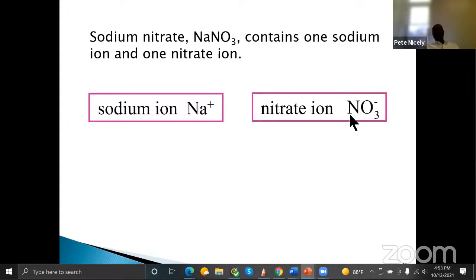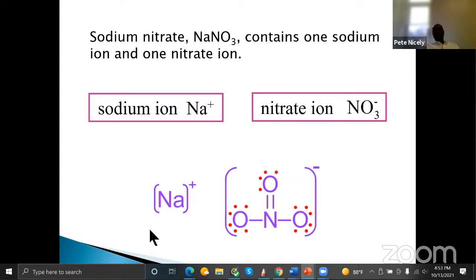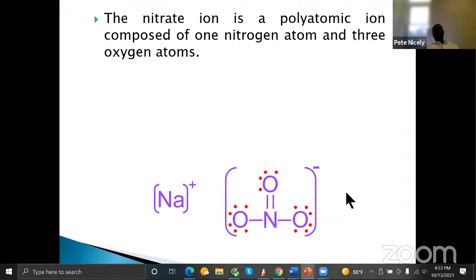Now, this would be a more complex structure, and therefore this would be the Lewis structure we just derived earlier. This would be the Lewis structure for the nitrate ion, and this would be the Lewis structure for the sodium ion, all right? So that's basically what the polyatomic ion, nitrate ion, looks like. Now, as stated here, the nitrate ion consists of one nitrogen atom and 3 oxygen atoms, held together by covalent bonds, and that unit carries a negative charge, which is shown right here, right?